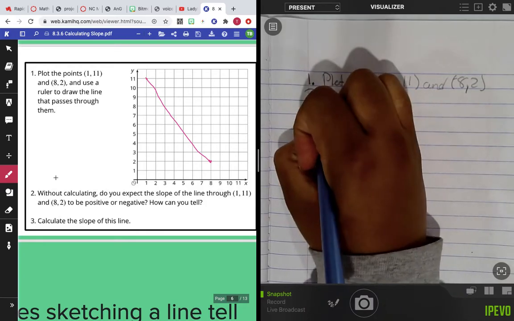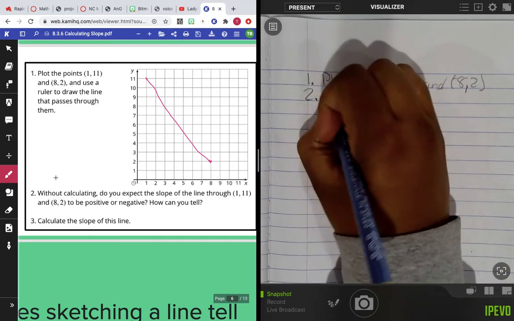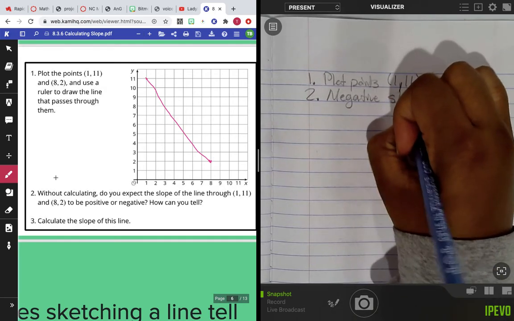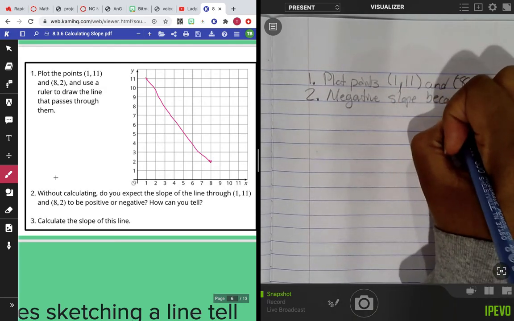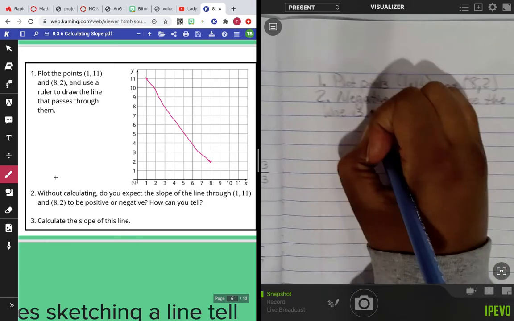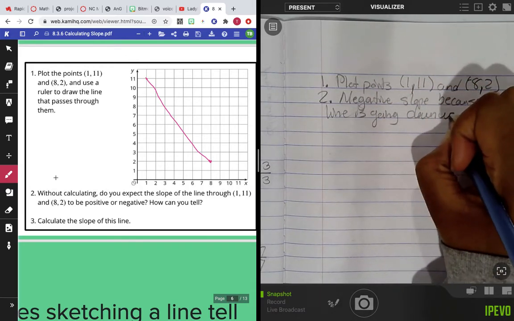And question number 2 says, without calculating, do you expect the slope to be positive or negative, and how can you tell? Well, if we look at the line here, and you refer back to the activity that you did in lesson 5, this line seems to be going downhill. So I would say that this is an example of a negative slope because the line is going downward. Or you can use the word downhill.